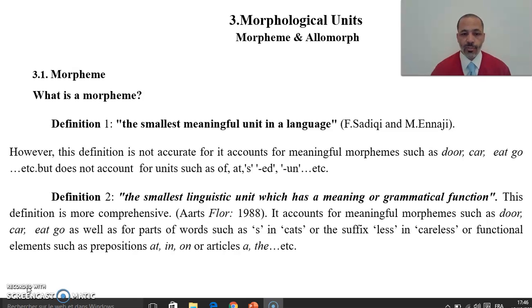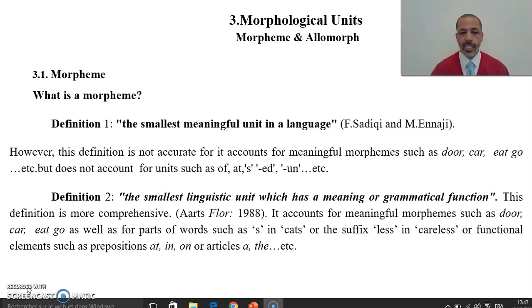So what's a morpheme? You can find different kinds of definitions. I'll give you here two definitions, but both of them are complementary. The first definition, which is due to Fatima Sadiqi and Mohammed Moumni in their famous book, Introduction to Modern Linguistics, defines the morpheme as the smallest meaningful unit in a language.